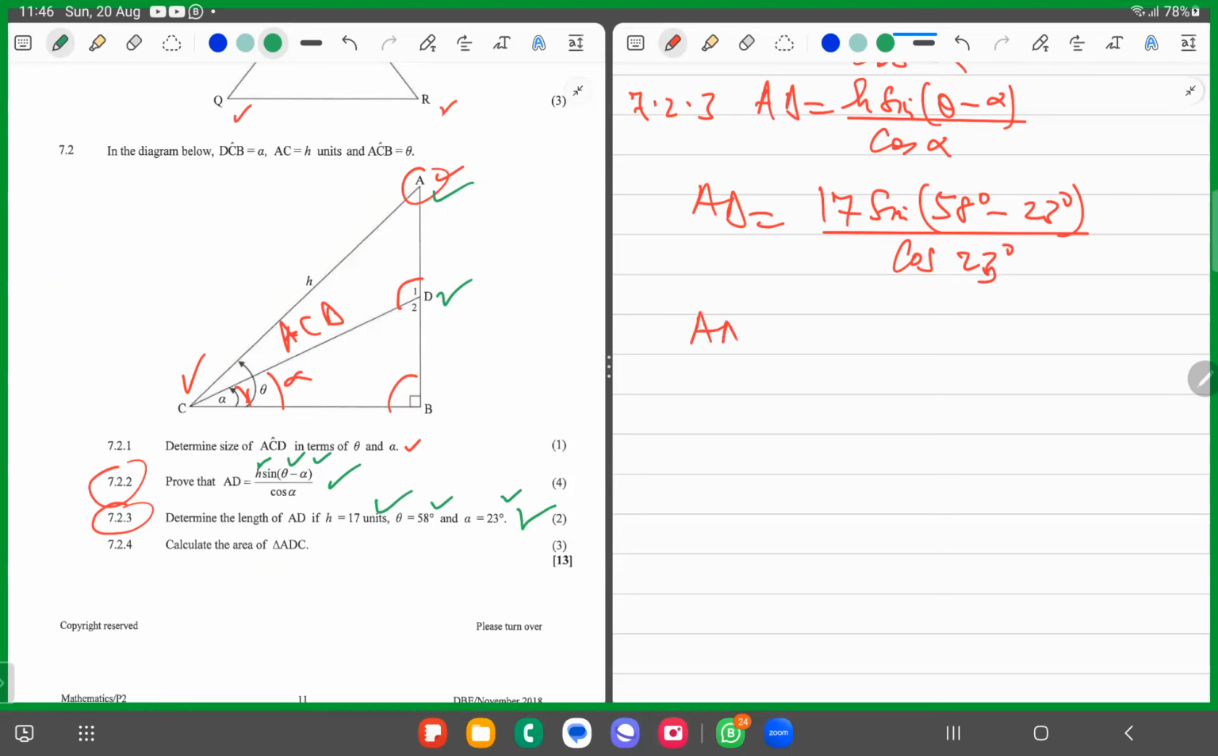We use this calculator, rather this formula, to get the result. If you do this, you're able to get 10,59 units. So in other words, AD is approximately that. That is 7.2.3.